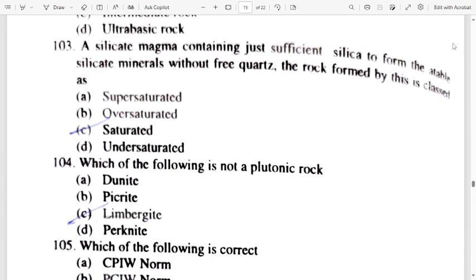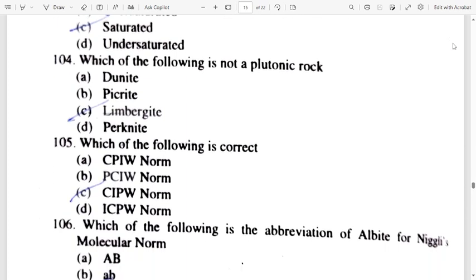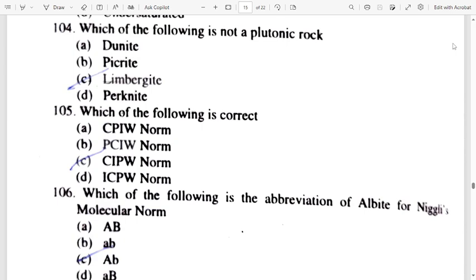A silicate magma containing just sufficient silica to form the stable silicate mineral without free quartz; the rock formed by this is classed as saturated. Which of the following is not a plutonic rock? Limburgite. Dunite, picrite, and perknite are plutonic rocks.